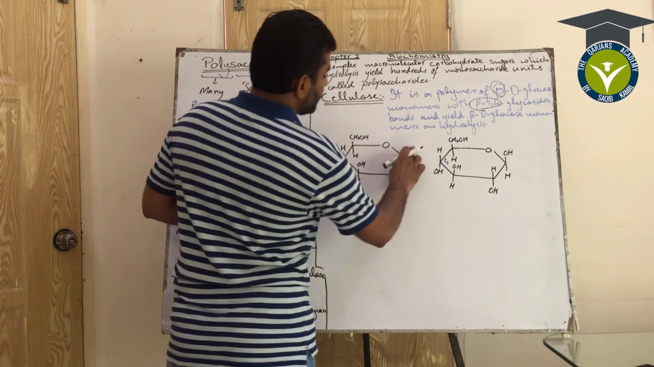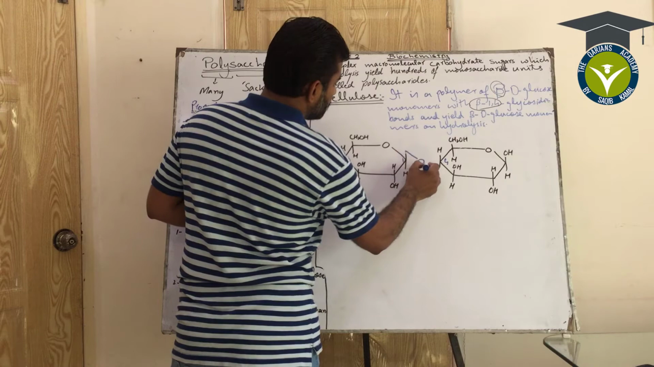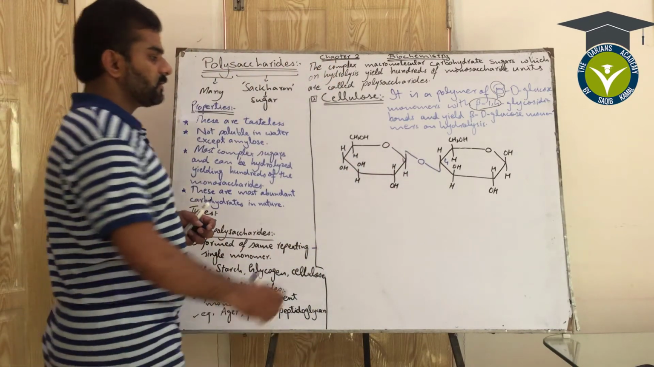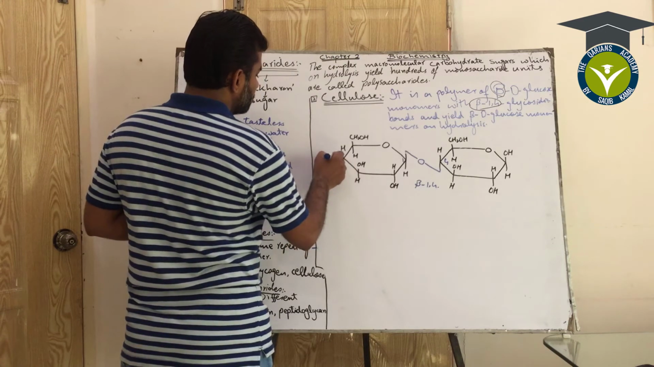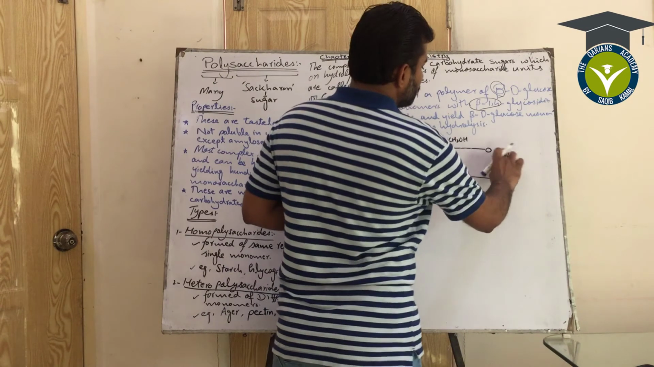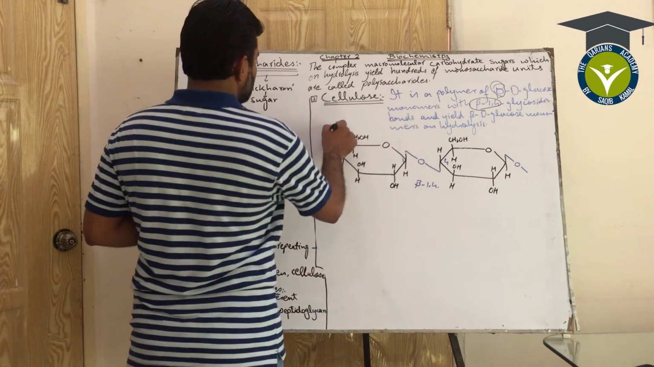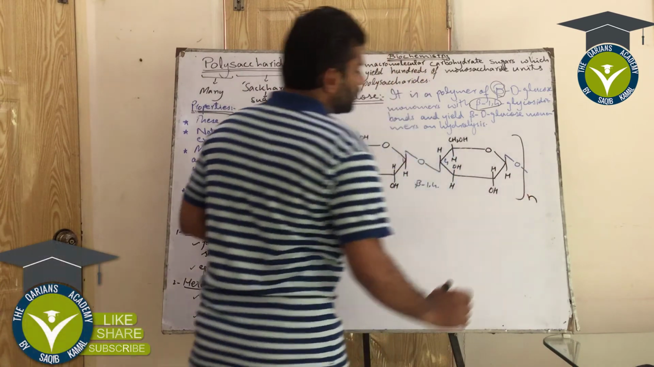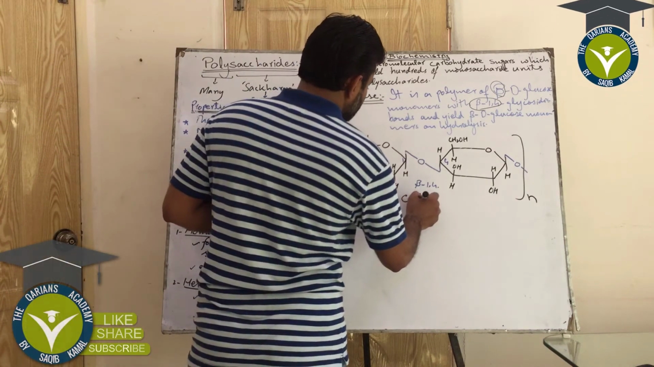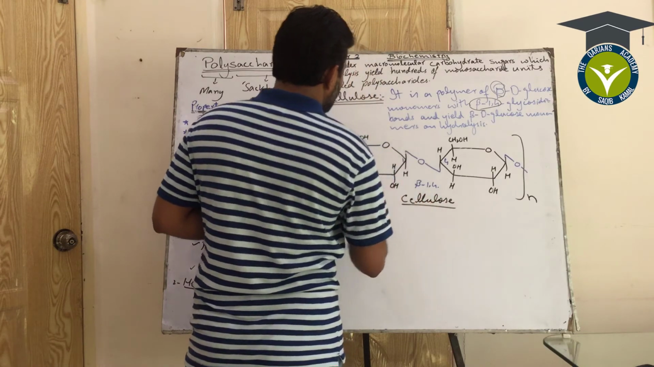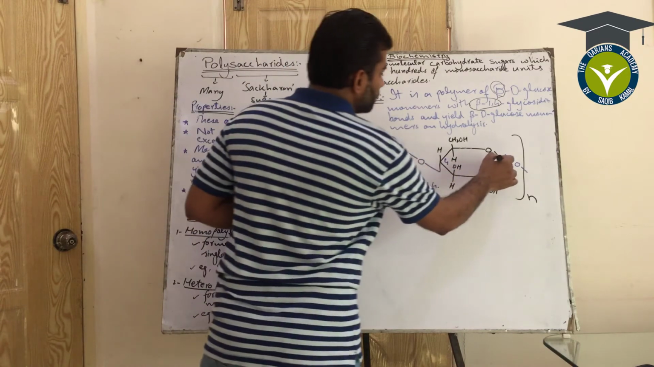Now how the bond will form, that is between this OH and this OH, like this. This is the beta 1,4 glycosidic bond, and this OH is further available here and this OH will be further available here for bonding. This bonding will continue and a long chain of beta D glucose will form, that is the structure of cellulose, with beta D glucose and beta 1,4 glycosidic bonds. This is carbon number 4 and this is carbon number 1.